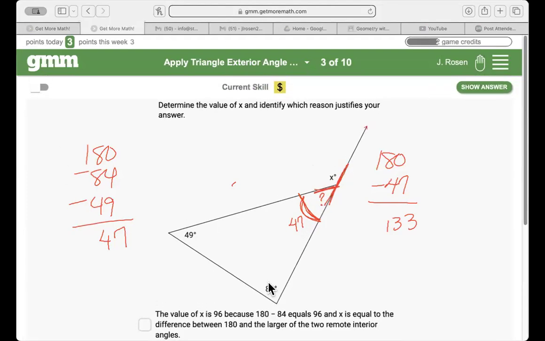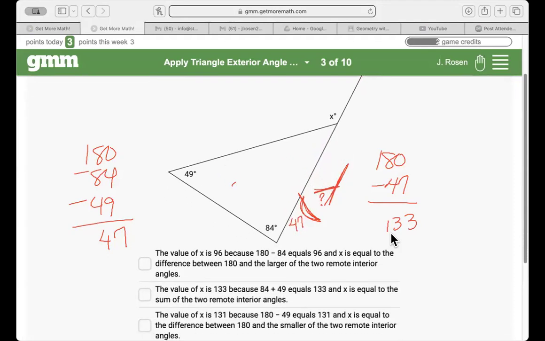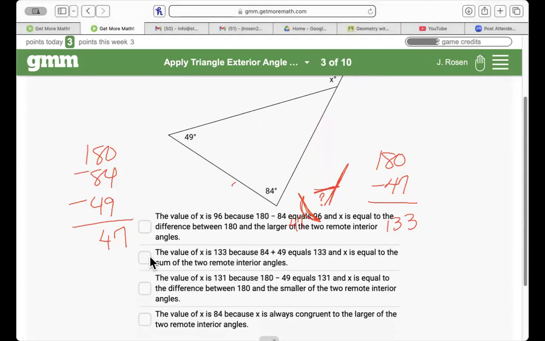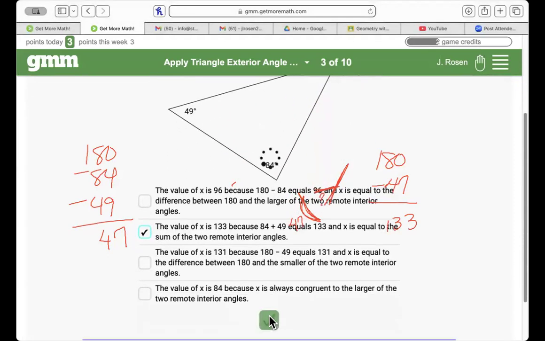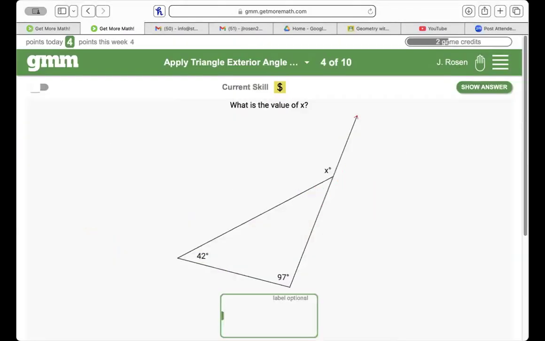Okay, now this one is multiple choice. It says the value of x is 96. Well, we came up with 133. So it could be the second one. It's got to be the second one because that's what we came up with. Okay, so I didn't even pay attention that it was multiple choice to begin with. I just did the math to make sure I had the right answer.